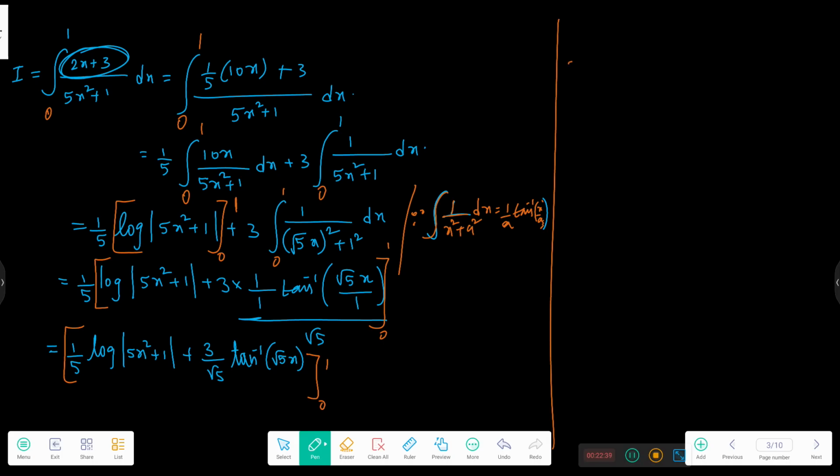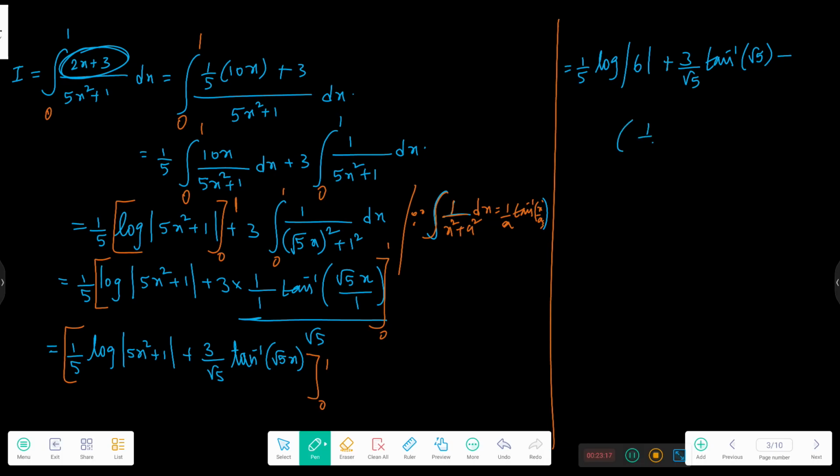Suppose 1 if I am applying, what am I getting? 1 by 5 log. Instead of x square, if you apply 1, 5 into 1, 5 plus 1 is 6. Plus 3 divided by root 5 tan inverse of root 5 into x, root 5. This is the upper limit. Minus lower limit. What will you be getting?